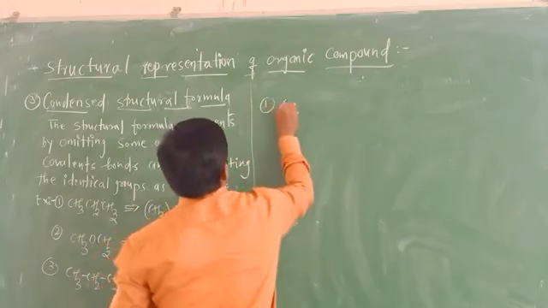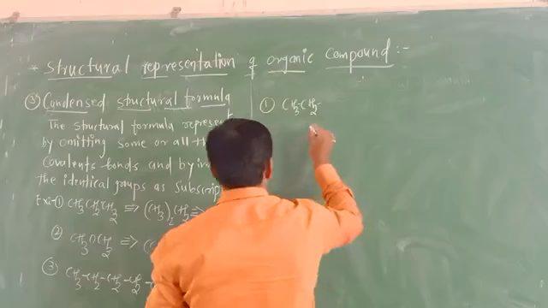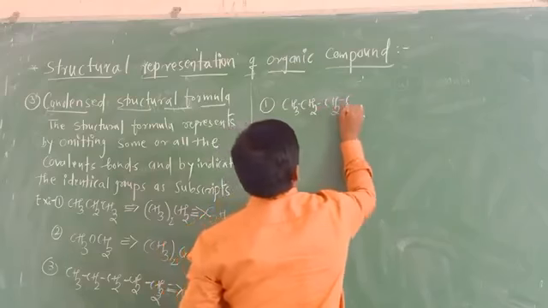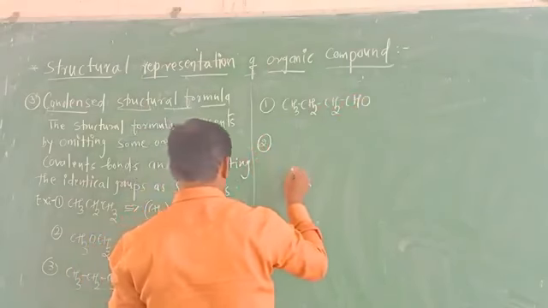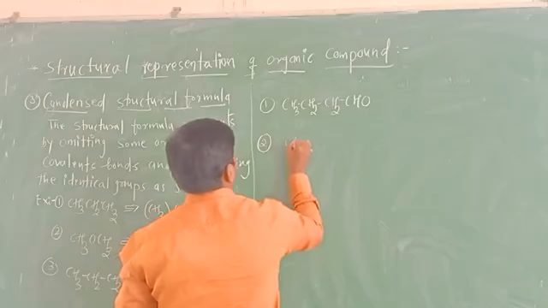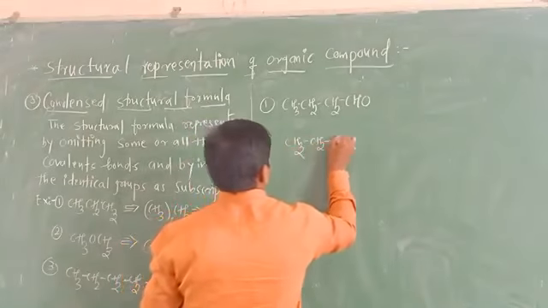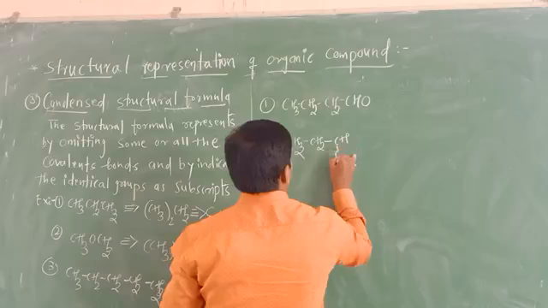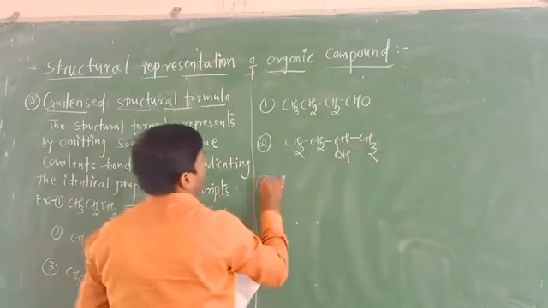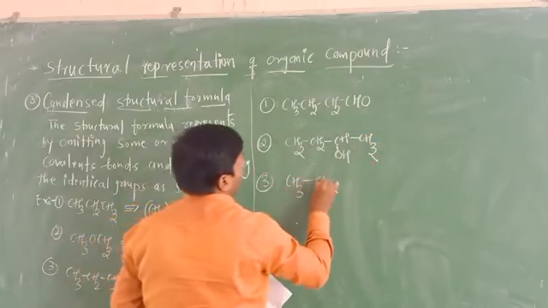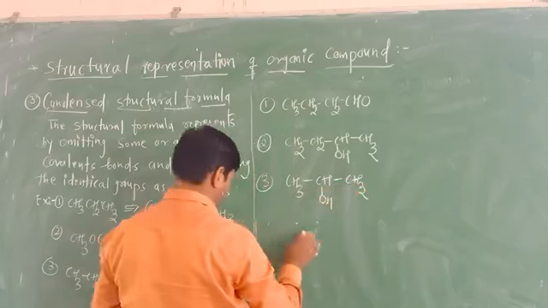I'll write here CH3, CH2, CH2, CH2. This is one of the examples. For the second example I will write CH3, CH2, CH, OH, CH3. For another example I will write CH3, CH3, and here also write OH.